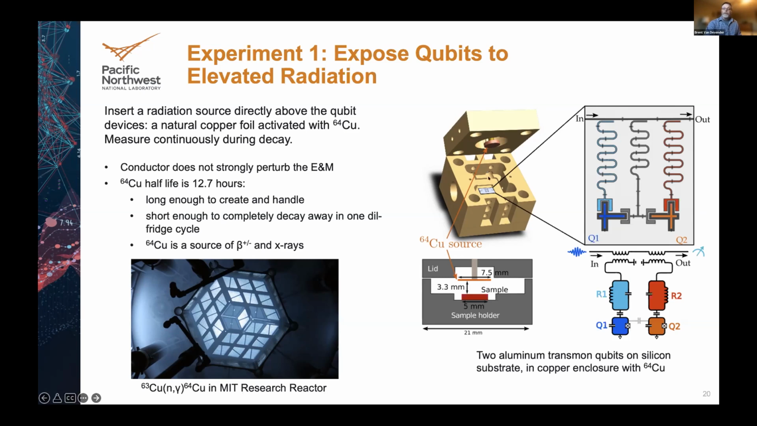So we put it in the box with a qubit device. You can see the box. You can see the orientation of the copper source in it. It's a few millimeters above the qubit device itself. In this particular experiment, we have a chip with 2 qubits on it. They're labeled Q1 and Q2, and this is a false color image. We're making them blue and orange to match the color coding of data that we'll show later.